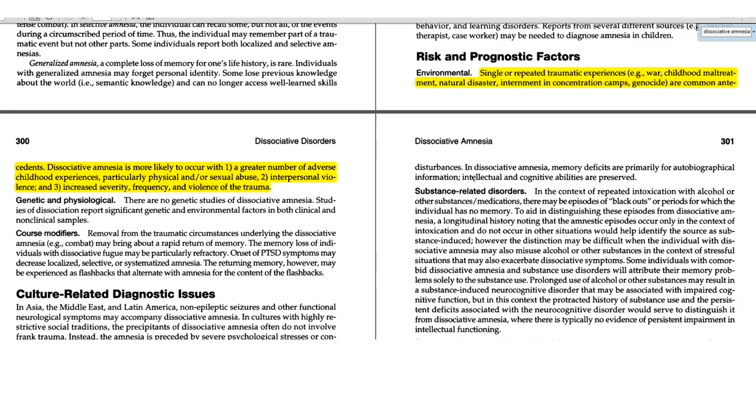Dissociative amnesia is more likely to occur with one, greater number of adverse childhood experiences, particularly physical or sexual abuse, and two, interpersonal violence, and three, increased severity, frequency, and violence of the trauma. So you can see some of the trauma and dissociation theory that we talked about earlier is in the DSM. They're just a little bit more careful with their causal statements, as you can see. And they also talk about other risks such as genetic, although they say there's no data on genetics, or course modifiers such as removal from traumatic circumstances can help, and so on and so on.